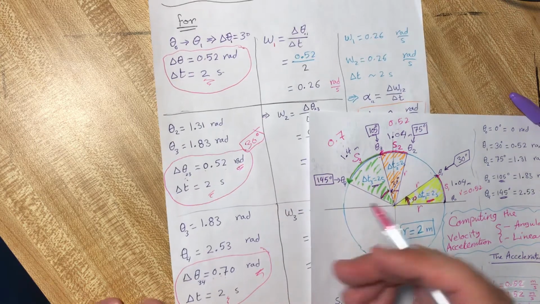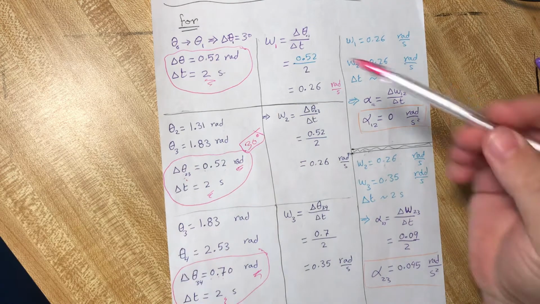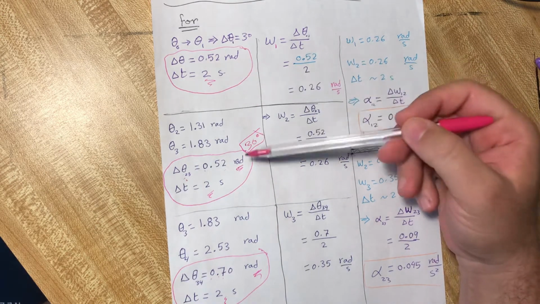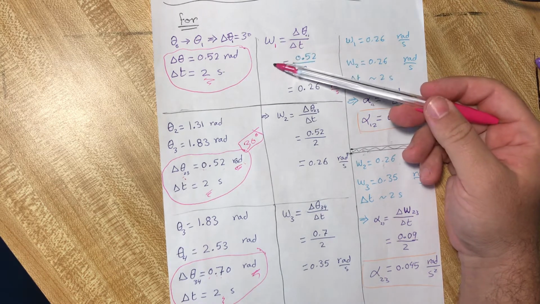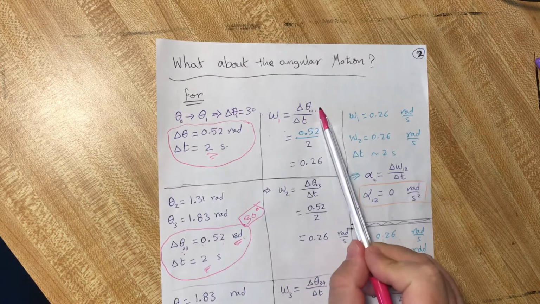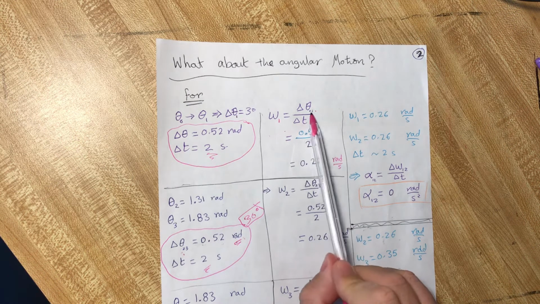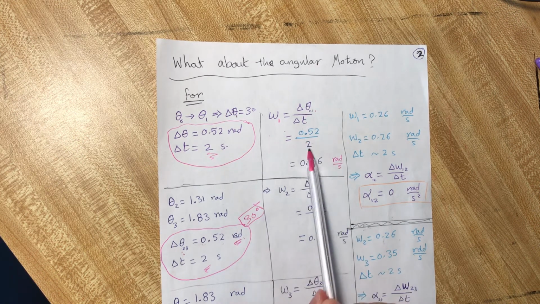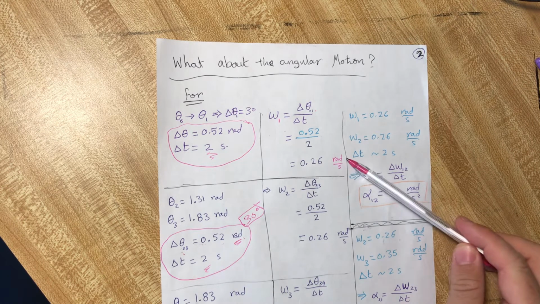So now we have 3 changes in positions between section 1, section 2, and section 3. We need to calculate omega, which is the change in angular position, delta theta, divided over the time period. The change in position is 0.52 over 2. It will be equal to 0.26 radians per second. We are talking in radians.